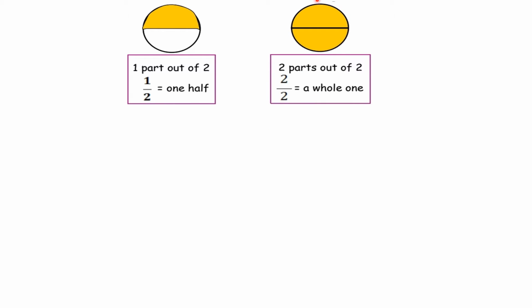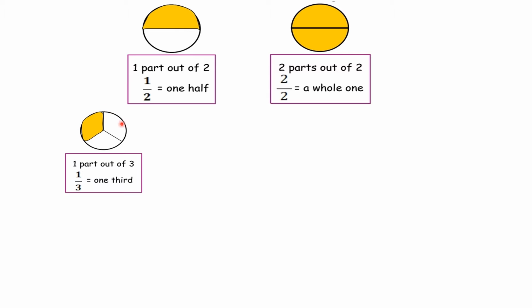But if I have a circle and I divide it into two parts and I colored two parts out of two, so I have here two parts out of two. So in a fraction, it's 2 in the numerator and 2 in the denominator, so it's a whole one. I color the two parts. Look here, you have the whole circle colored. So two parts out of two represents a whole one.